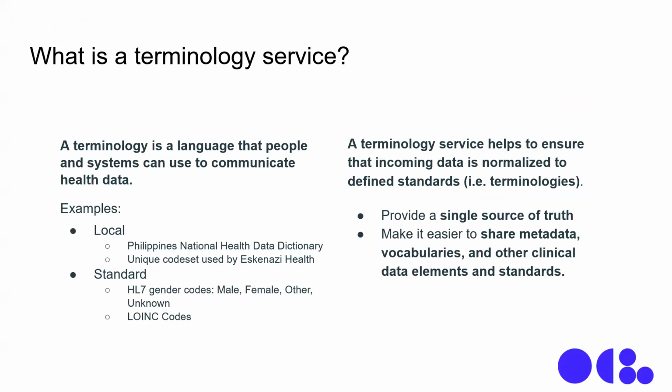So a terminology is the language that people and systems are using to communicate health data. And concepts are kind of the atoms within the broader terminology. So I got a couple of examples here where there's local terminologies. And so this could be a national health data dictionary for a country, or it could be a unique code set in use by a hospital system. There are also standard terminologies. So if you have ever used FHIR, there are HL7 gender codes that are these four codes. There are also commonly linked codes, which are used for labs. So these are the individual terminologies that serve as the language for systems and people to communicate health data to each other.